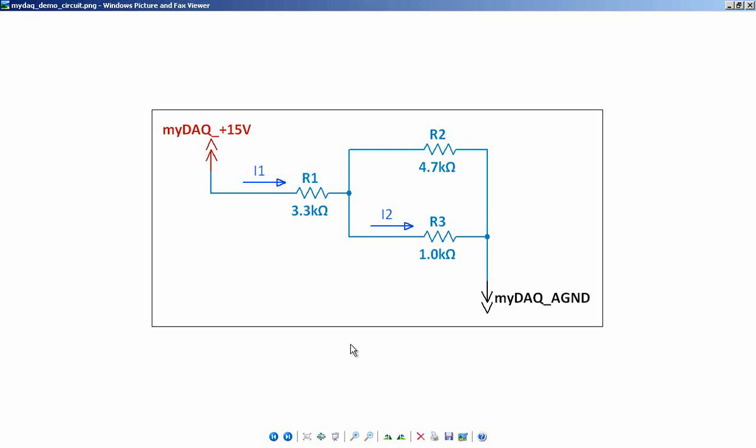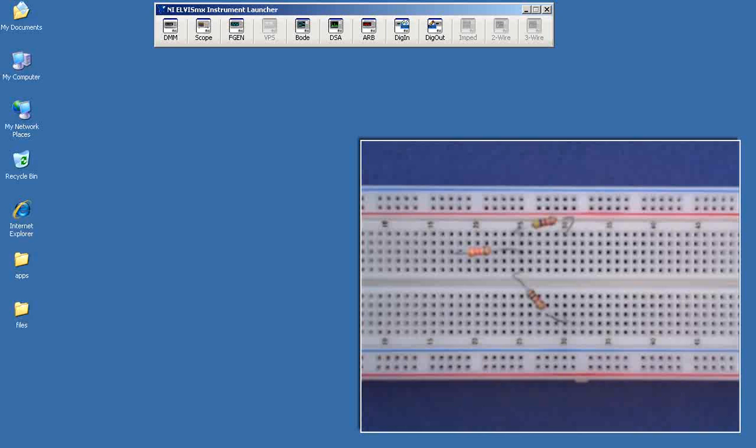This is the test circuit ready to go for my DAC. I've taken the three resistors and just moved their orientations around, but the currents I1 and I2 are the same. Here's the connection to the 15 volt source, both plus and minus terminals.